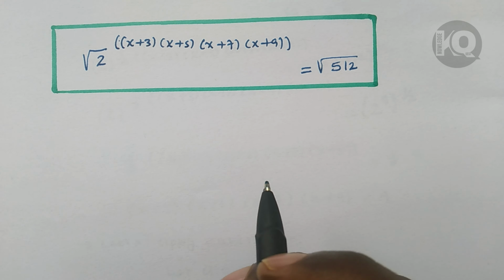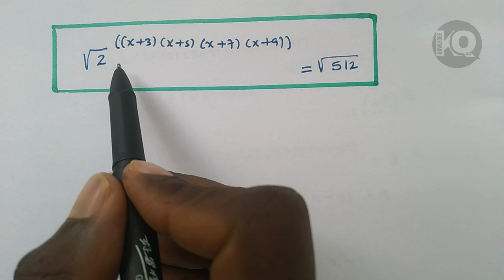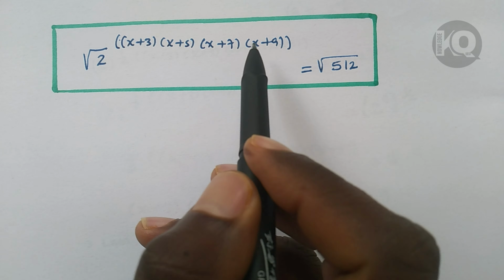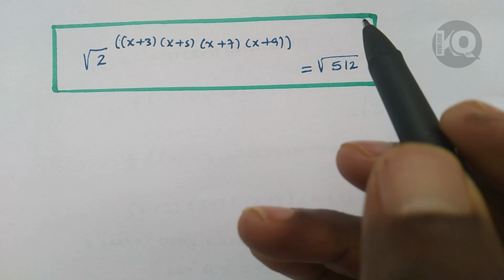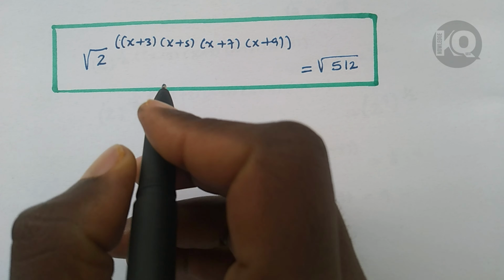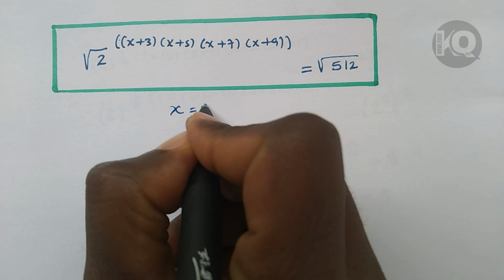Hello, welcome to solve this maths problem, which is square root of 2 to the power of x plus 3 times x plus 5 times x plus 7 times x plus 9 equal to the square root of 512. So find the value of x in the solution.